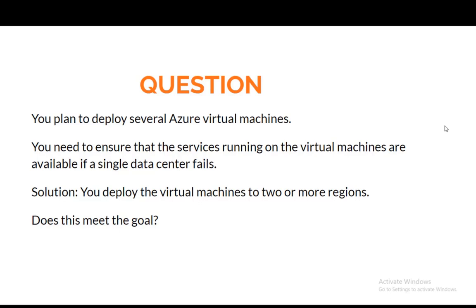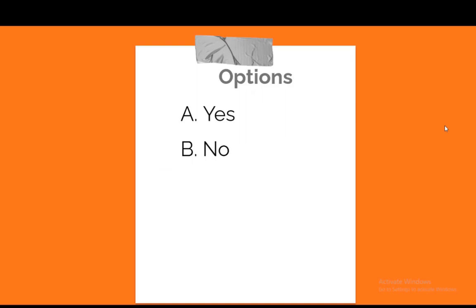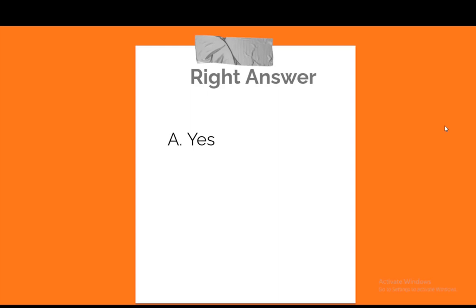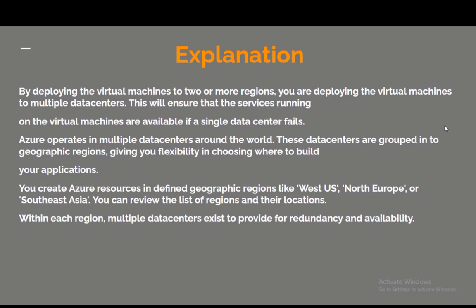Explanation. By deploying the virtual machines to two or more regions, you are deploying the virtual machines to multiple data centers. This will ensure that the services running on the virtual machines are available if a single data center fails. Azure operates in multiple data centers around the world. These data centers are grouped into geographic regions, giving you flexibility in choosing where to build your applications. You create Azure resources in defined geographic regions like West US, North Europe, or Southeast Asia. You can review the list of regions and their locations. Within each region, multiple data centers exist to provide for redundancy and availability.